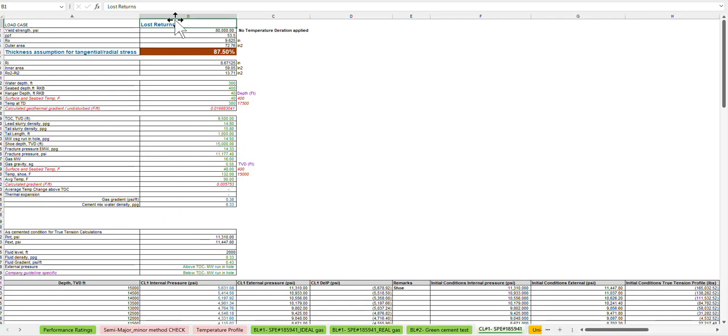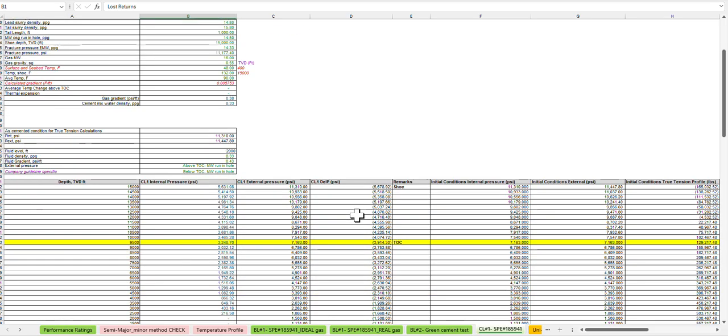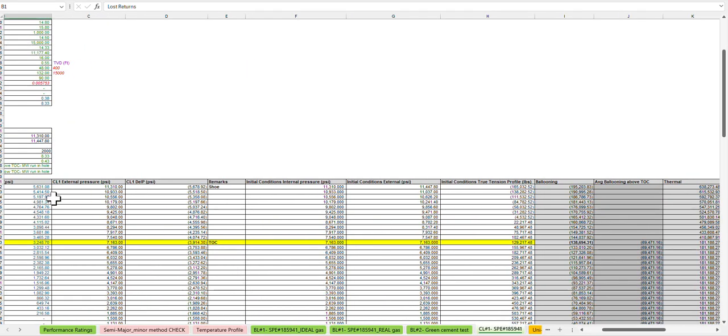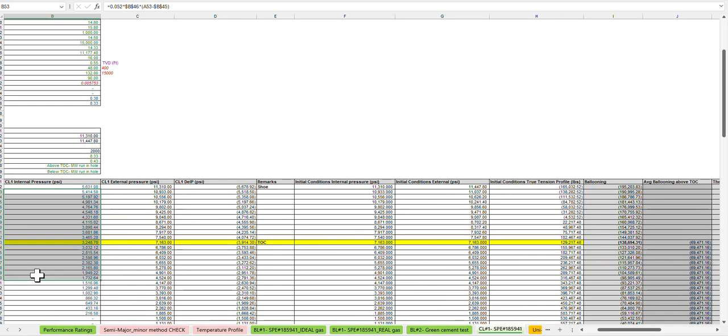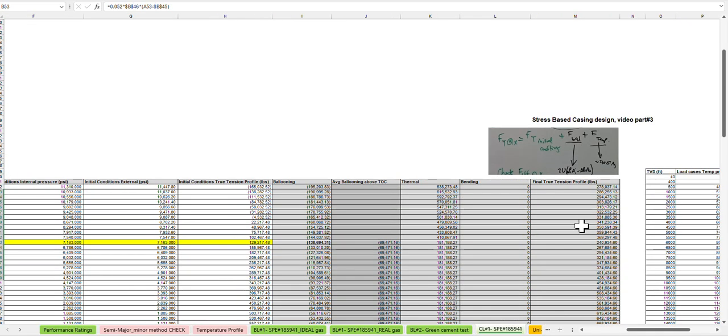And you remember we had the loss returns load case as well for the collapse load case. So the calculation method is exactly the same because you have a different internal pressure resulting from the loss returns. You will have a different final true tension profile and a different differential pressure formula, and this will be plotted on the bottom side of the design limit plot because it has a negative differential pressure.